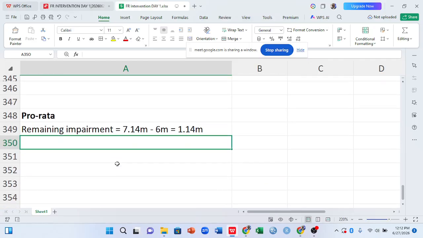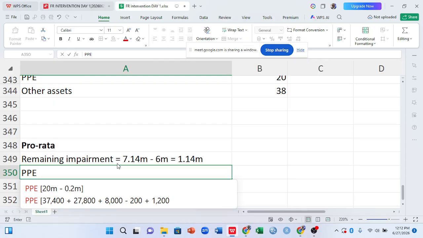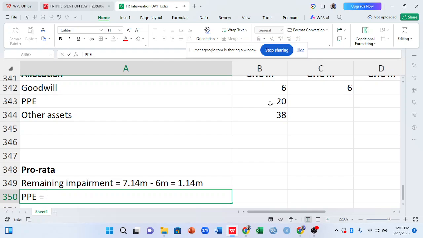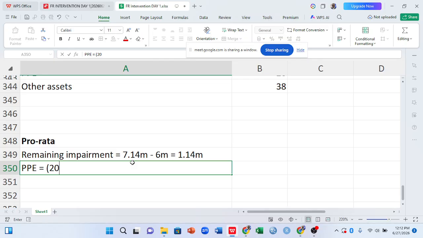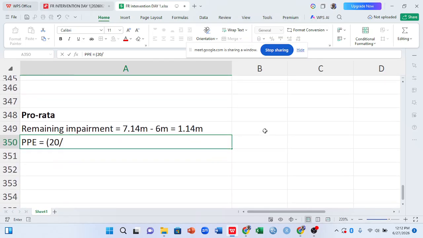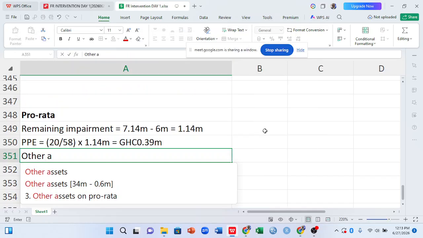Then we share this for PPE. How do we share for PPE? We do it on pro rata. We bring the PPE value, which is 20, and divide by the total assets we are sharing for. The total is 20 plus 38, these two assets. That gives us 58. Then we multiply by 1.14 million. What do we get? That is 0.39 million. Then we do that for other assets too.